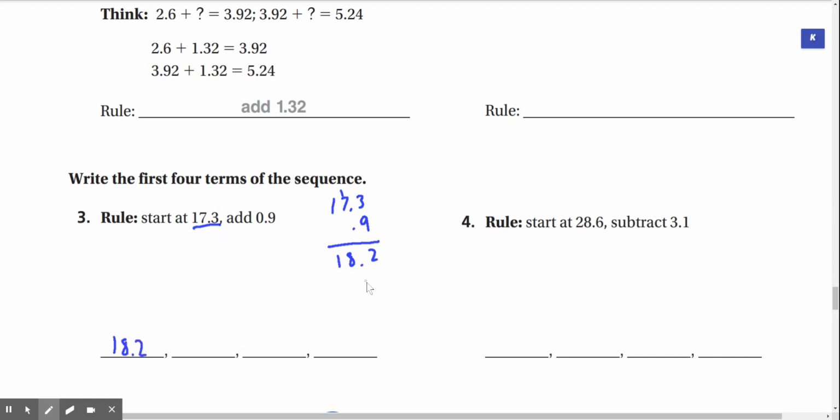Now after that, we're going to add 0.9 again. That's our rule. 9 plus 2 is 11. Carry the 1. 8 plus 1 is 9. 1 plus 0 is just 1. Our next number is 19.1.